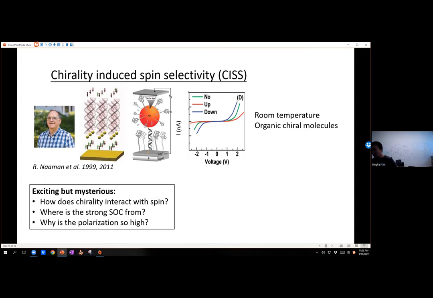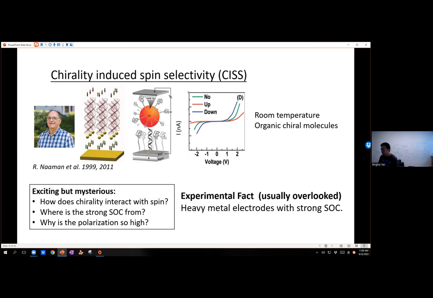But in the field of topology, we know very well the history of graphene. Although in theory it can be a topological insulator, in reality, even in experiments, it's still a metal, because carbon's SOC is too small. And I believe that's the same for the DNA case or for these organic molecules, including carbon, nitrogen, hydrogen.